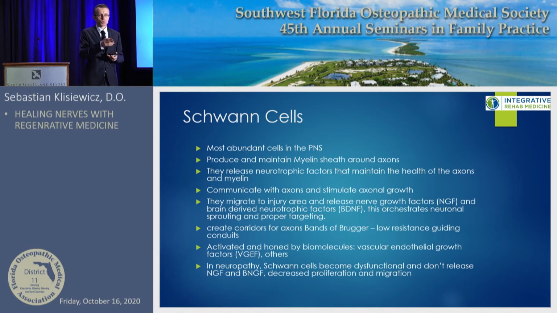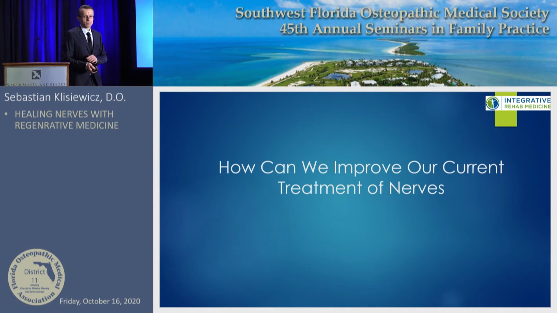So when you have an injury, is there something that we can do to help those Schwann cells to migrate? And that is another target for us to help nerves heal. As I said earlier, they create these corridors for the axons to go through and heal, and they are activated by different growth factors like endothelial growth factors, and we'll see how we can use those growth factors to get these guys to come to the area and do their job. And in neuropathies, as I said, Schwann cells become dysfunctional and they don't do their job.